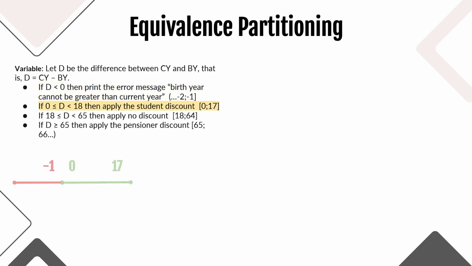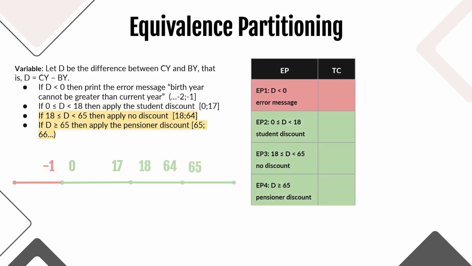The second equivalence partition is, if D equals 2 or greater than 0 or less than 18, then apply the student discount. This means that the minimum value of the partition is 0 and the maximum value is 17. In the same way, we can define the third and fourth partitions.